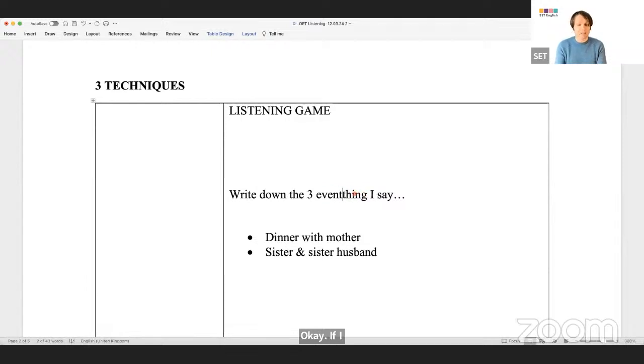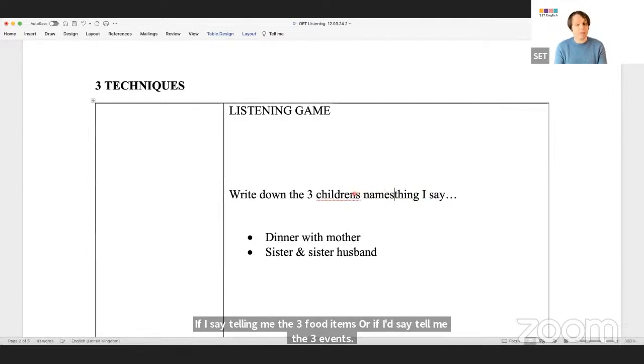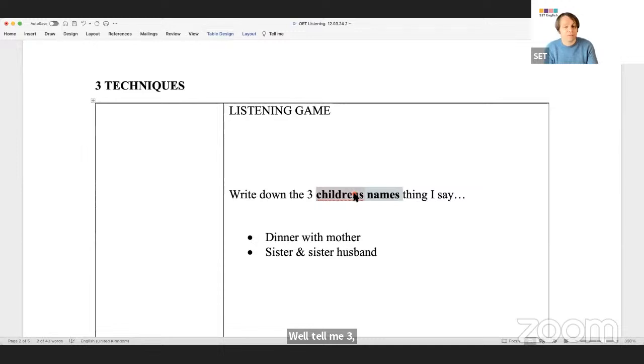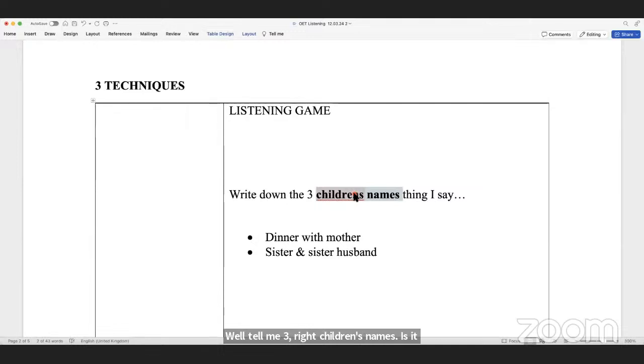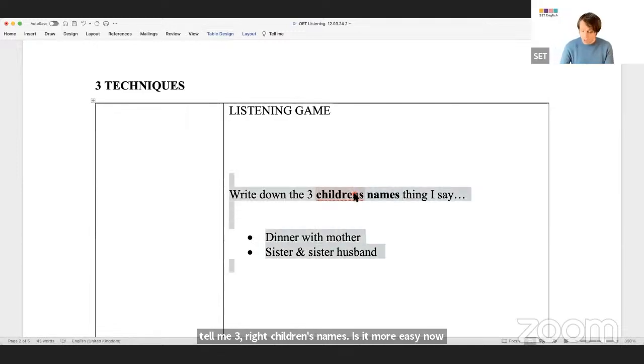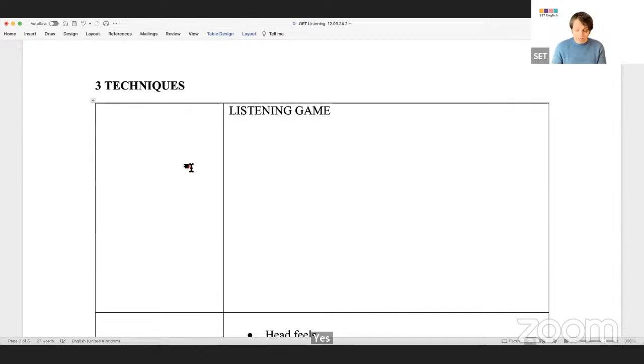If I say, tell me the 3 food items, or if I say, tell me the 3 events, or tell me 3 children's names, is it easier now? Yes. Much easier. Because when you have the category of information, when you know what you're listening for, it's much easier. So in terms of listening, we're always listening for categories.